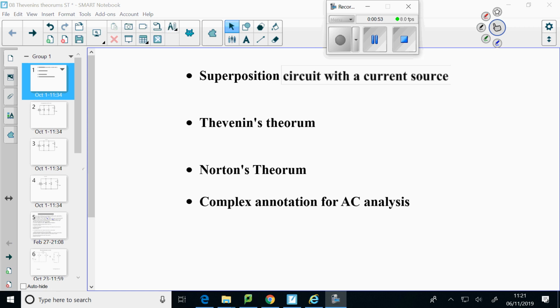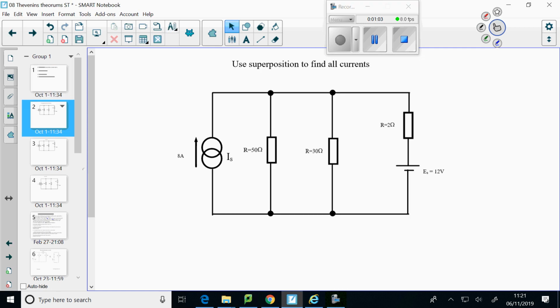Okay. So over the next 3 weeks, building up to the exam, we're going to do all of that. So, first thing I'm going to do is use superposition in that circuit to find all the currents.